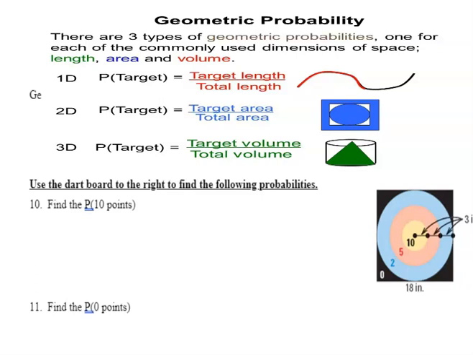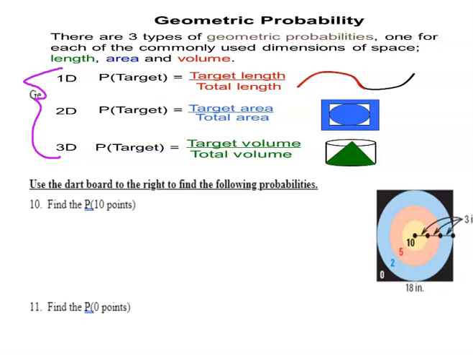Okay, all right, the last type is geometric probability. So pause and write this information down. So this is geometric probability. So one-dimensional, two-dimensional, and three-dimensional. So if you are trying to do one-dimensional, what is the length over the total? So you just want to write the different types.